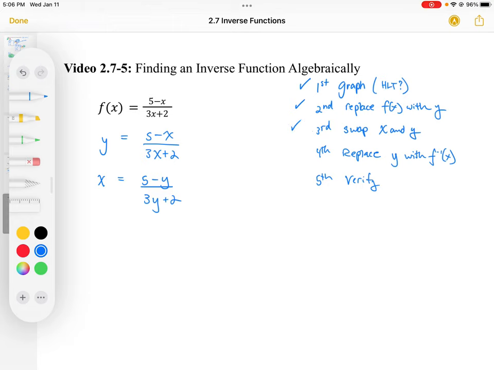Now we're going to solve this function for y. So in order to do that, I'm going to multiply both sides by 3y plus 2. So we have x times (3y plus 2) equals 5 minus y. Now it looks like the best route I could take is to distribute this x.